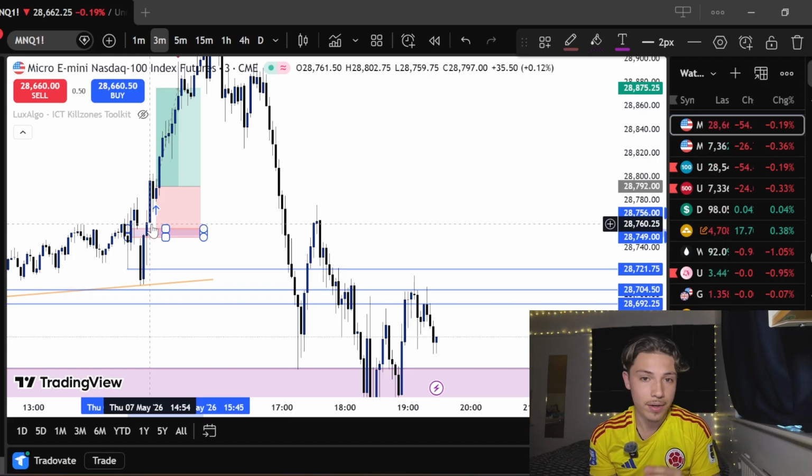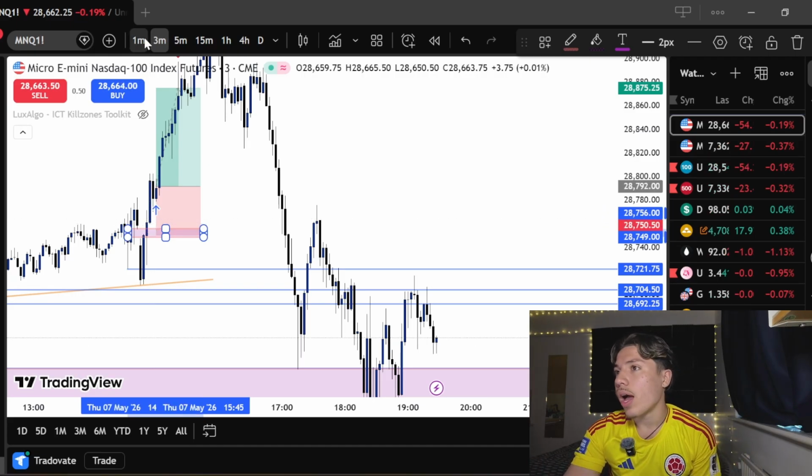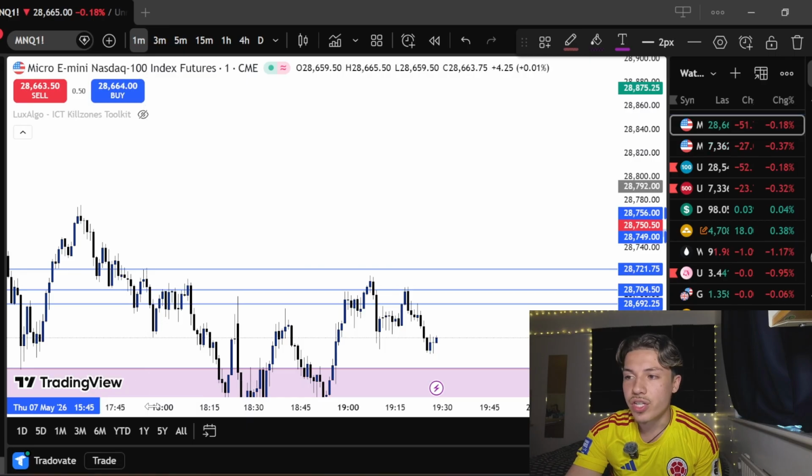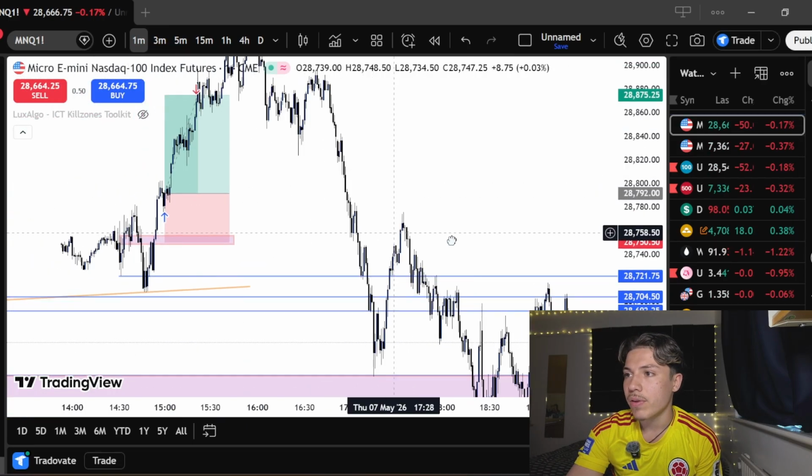We had a bullish SMT. We had a liquidity sweep. There were so many reasons why we should go up, but I had to wait for a retest and a rejection.